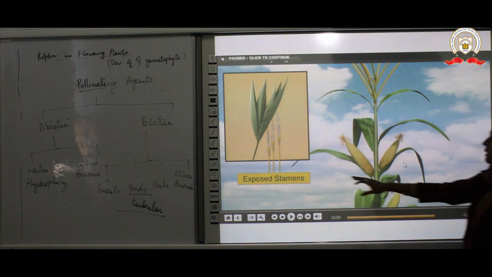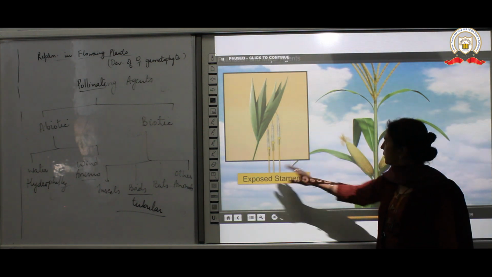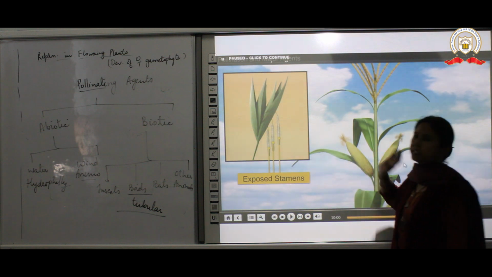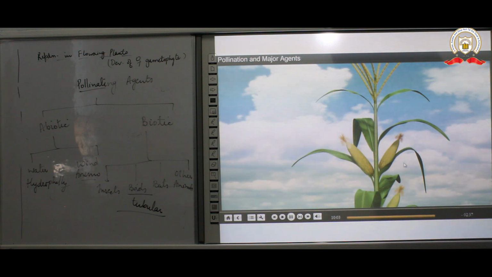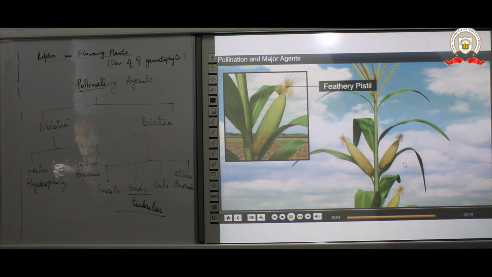Now you can see exposed stamens for easy dispersal, exposed stigma for easy receptivity. So this is the adaptation of a wind pollinated flower. And a large feathery pistil which makes it easy to trap pollen. These are the features you must remember for a 2 marker or a 3 marker question.